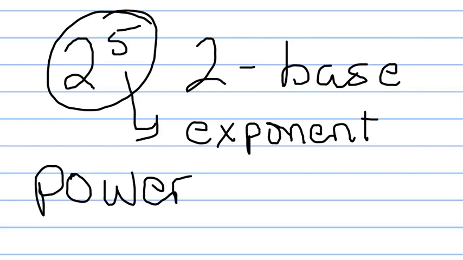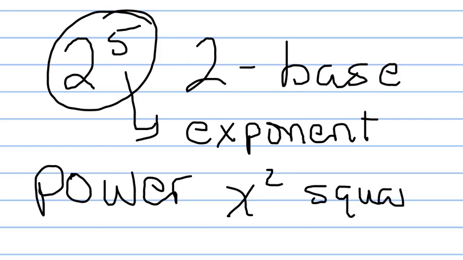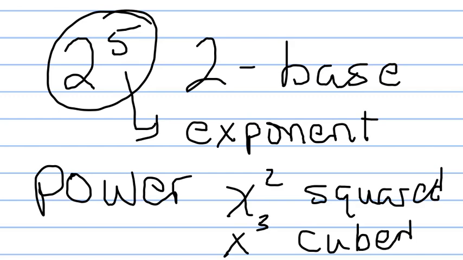Okay, so when we have x to the 2nd power, we call that x squared. If we have x to the 3rd power, we call that x cubed. If we have x to the 4th power, we just say x to the 4th power. It doesn't have another name.